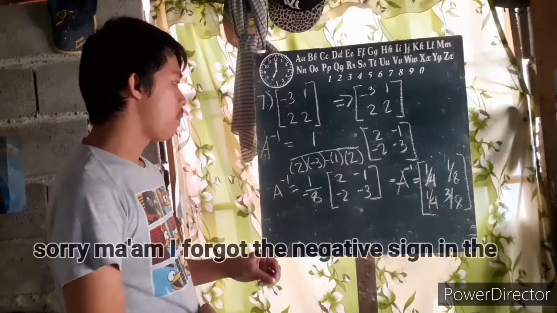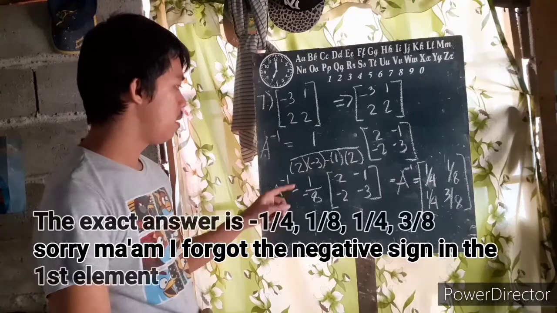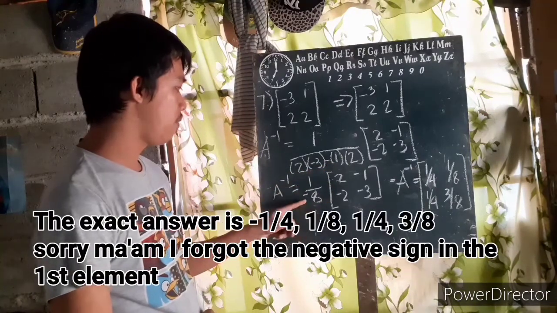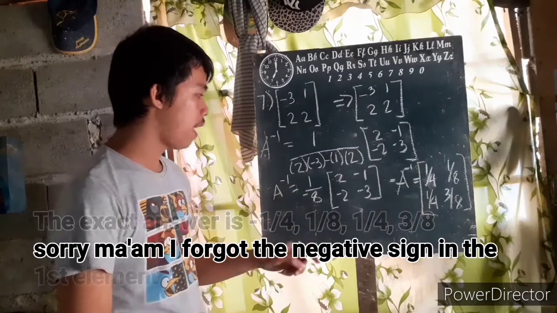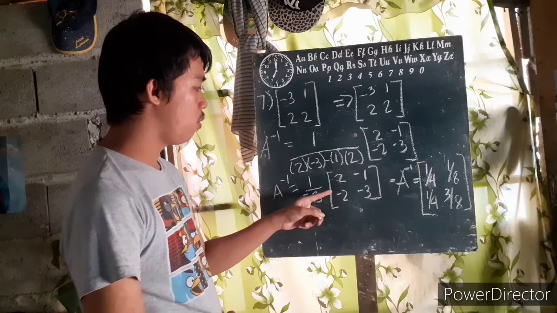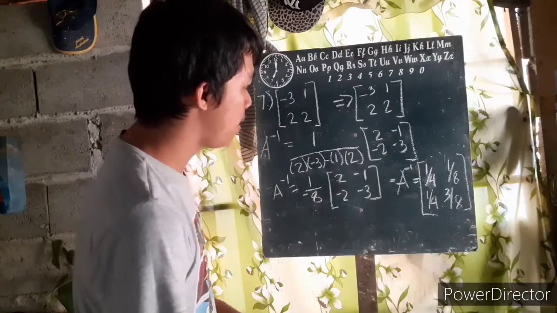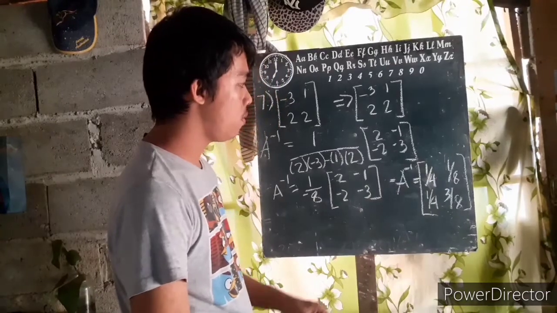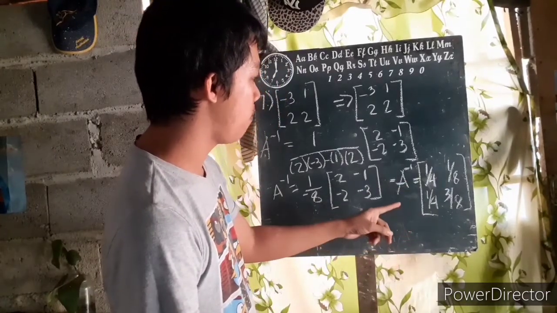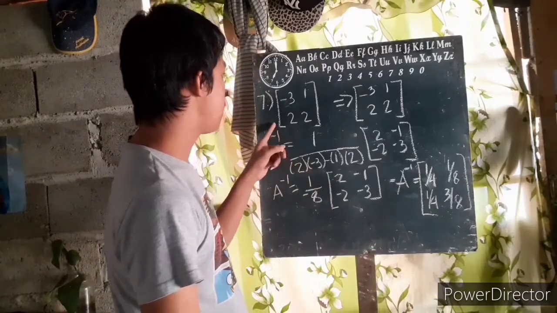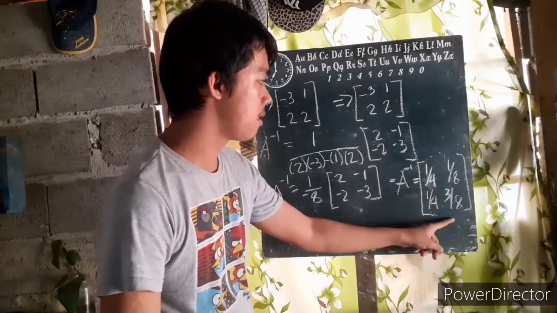So 2 times negative 3 minus 1 times 2 is negative 8. So we have 1 over negative 8 times the matrix 2, negative 1, negative 2, and negative 3. Then the result of the inverse of A is 1/4, 1/8, negative 1/4, and 3/8. So the inverse of this matrix is this.